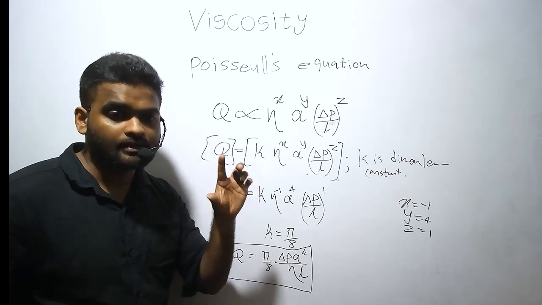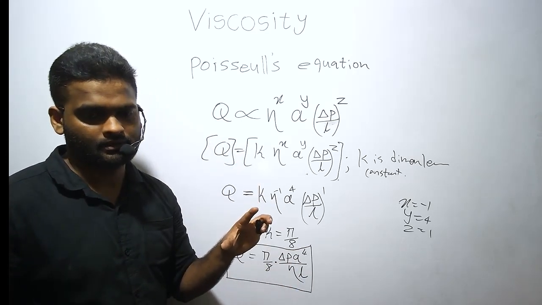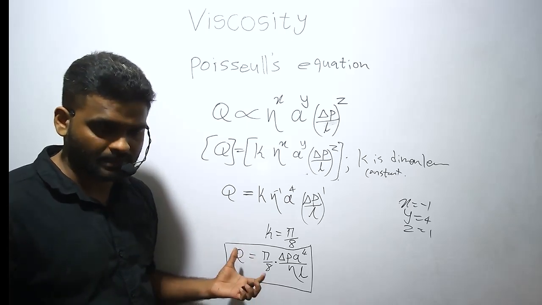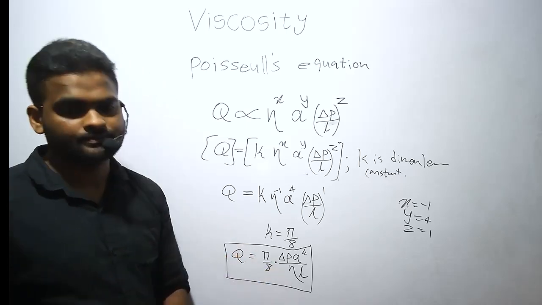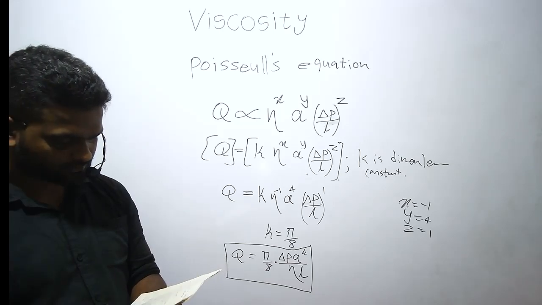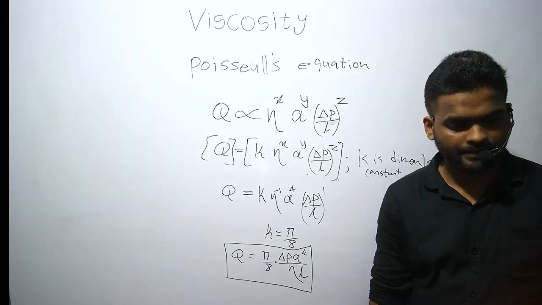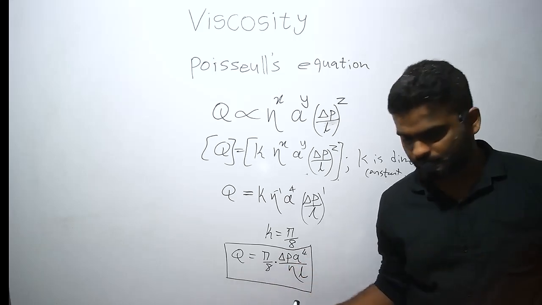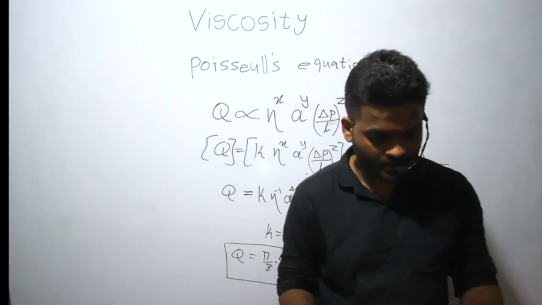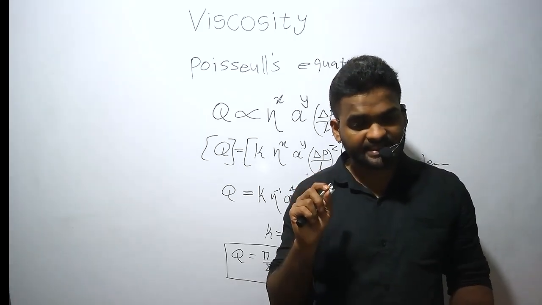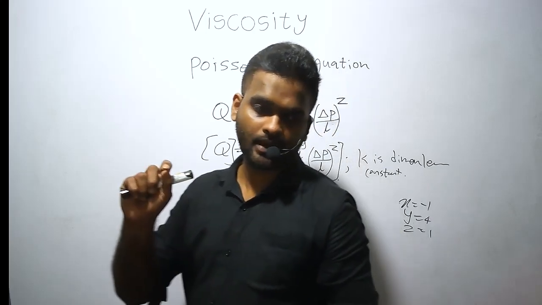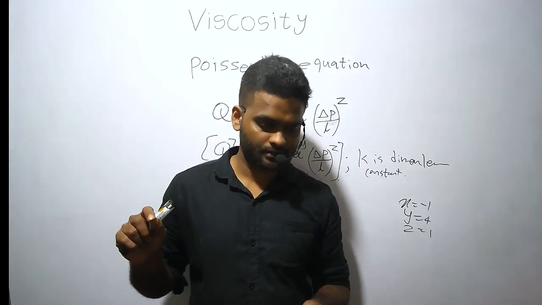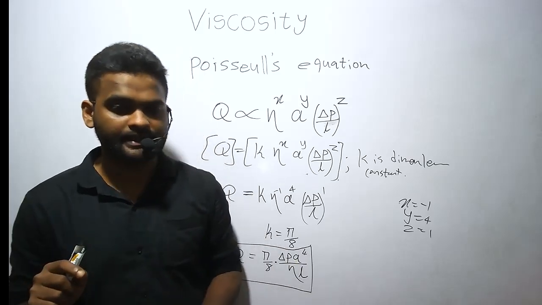You must remember this, right? They don't give you this equation. You have to remember this. Must, right? Take this down. Okay, below this write down, this is the Poiseuille's equation.